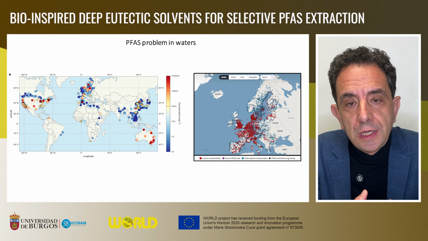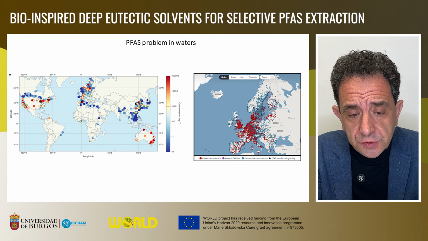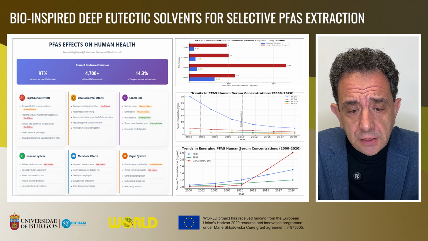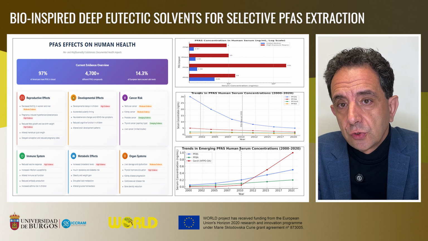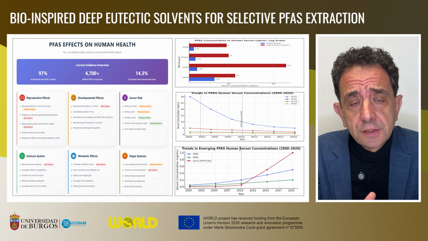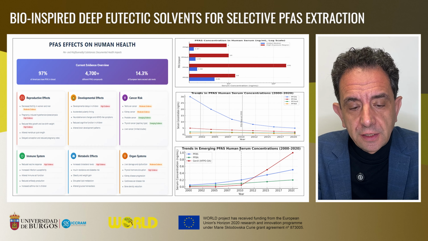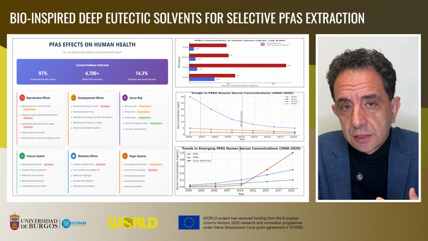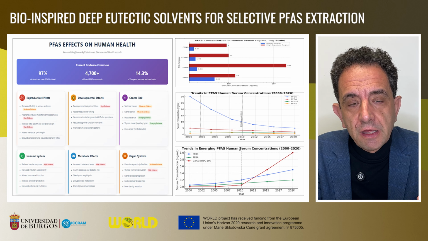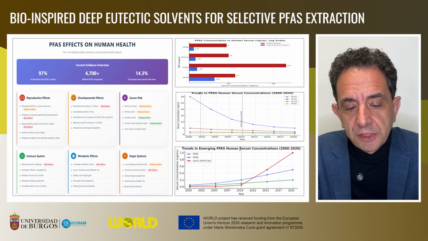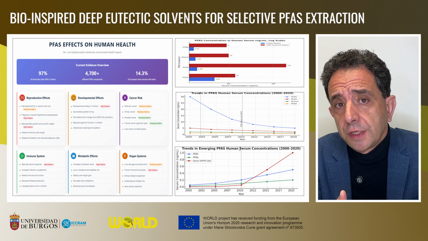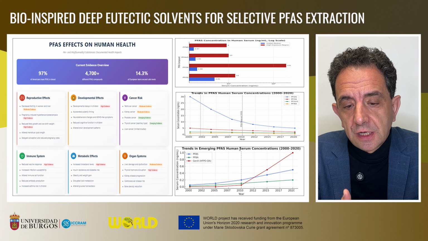This leads to large toxicity problems considering human health. These compounds produce reproductive effects. These compounds affect developmental development. They lead to certain cancer risks. They affect the immune system. They show metabolic effects, and in general they show big organ system effects.